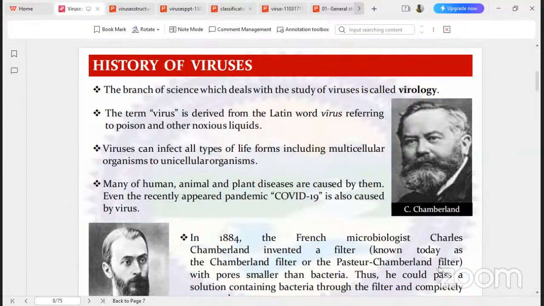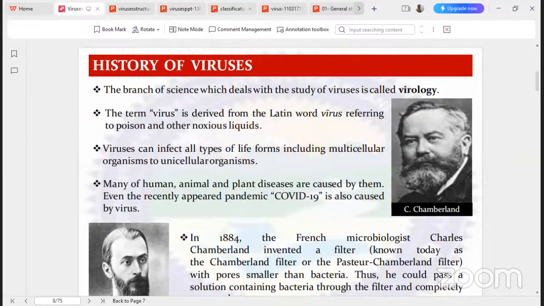I already told you the study of the virus is called virology. The word virus is derived from the Latin word virus, meaning poison. The first virus was named contagium vivum fluidum by Beijerinck. You know the recent COVID-19, the virus that caused much damage and the death of so many people in so many countries.